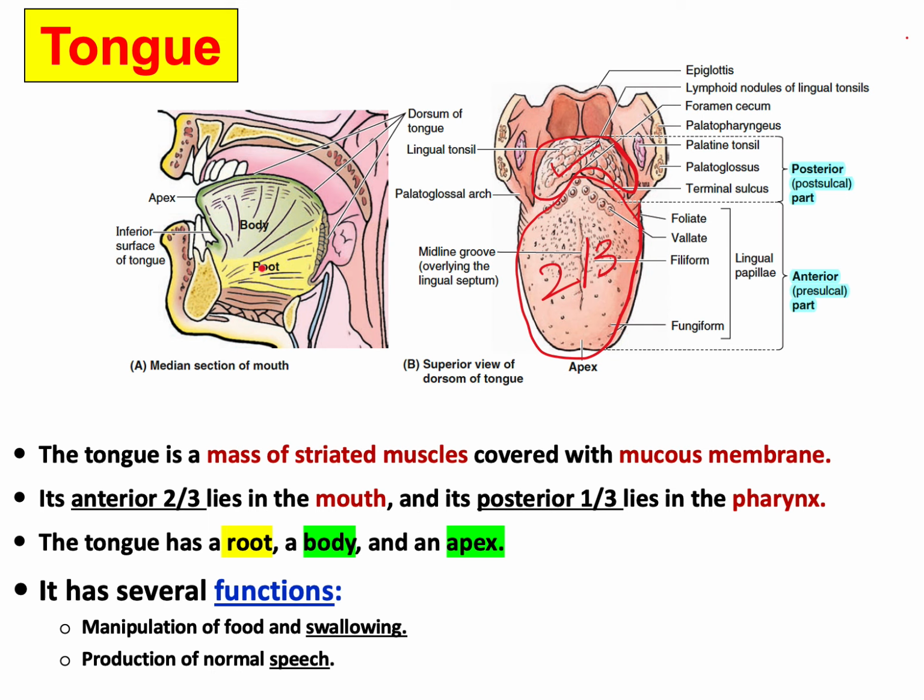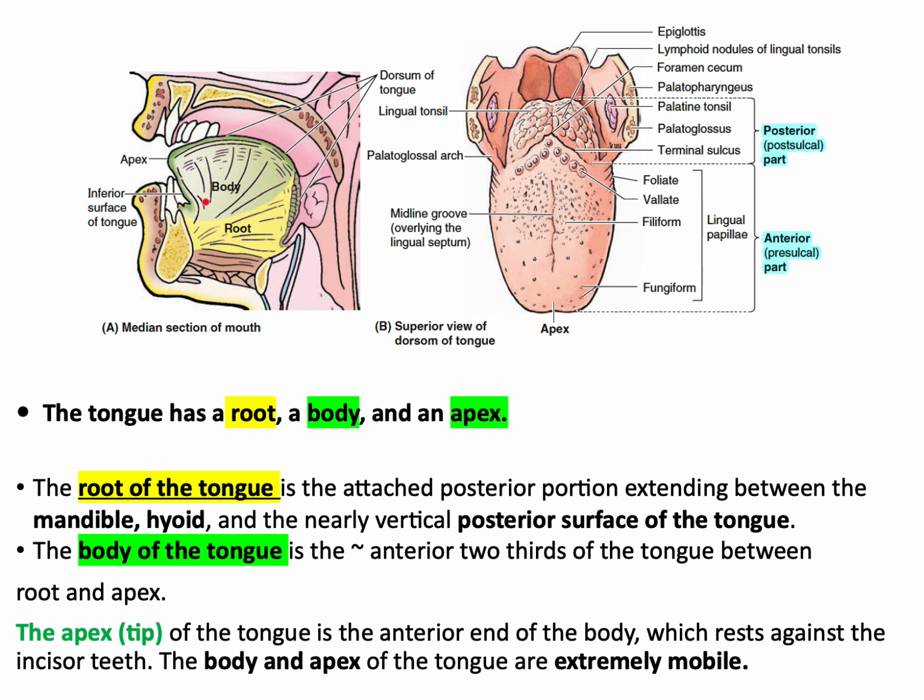We can also divide it in a different way. You can say the tongue has 3 parts: a root, body, and apex. Before talking about them, I would like to mention that the tongue has a couple of functions, including normal articulation, manipulation of food, swallowing of the food, and the production of normal speech. So guys, let us have an idea about the root, body, and apex.